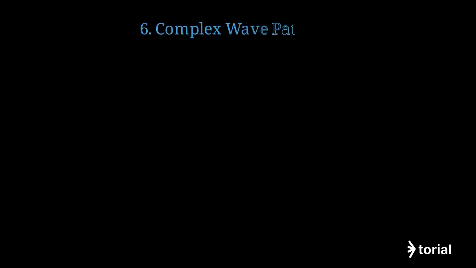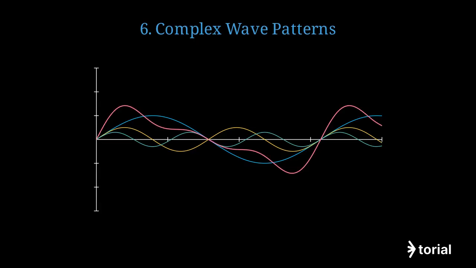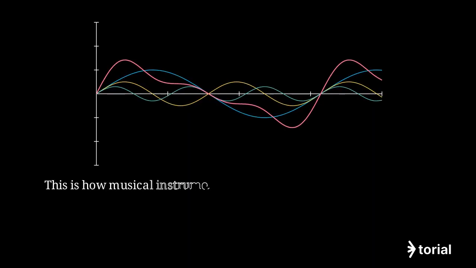In real life, many waves combine to create complex patterns. Multiple waves of different frequencies, shown in blue, yellow, and cyan, combine through superposition to create the complex pink waveform. This is exactly how musical instruments work. They produce a fundamental frequency plus harmonics that all superpose to create unique, rich sounds.